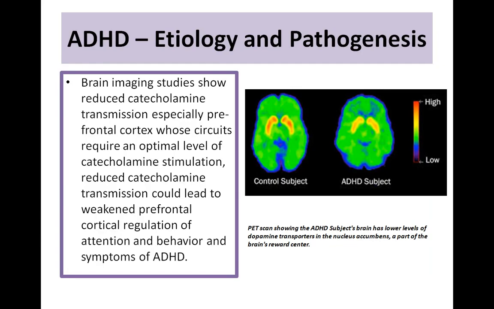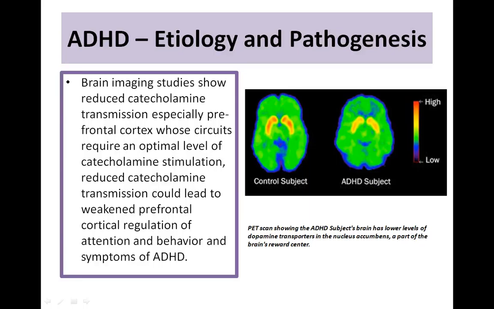Brain imaging studies show reduced catecholamine transmission, especially in the prefrontal cortex, whose circuits require an optimal level of catecholamine stimulation. Reduced catecholamine stimulation will lead to weakened prefrontal cortical regulation of attention and behavior, and the full-blown picture of ADHD.